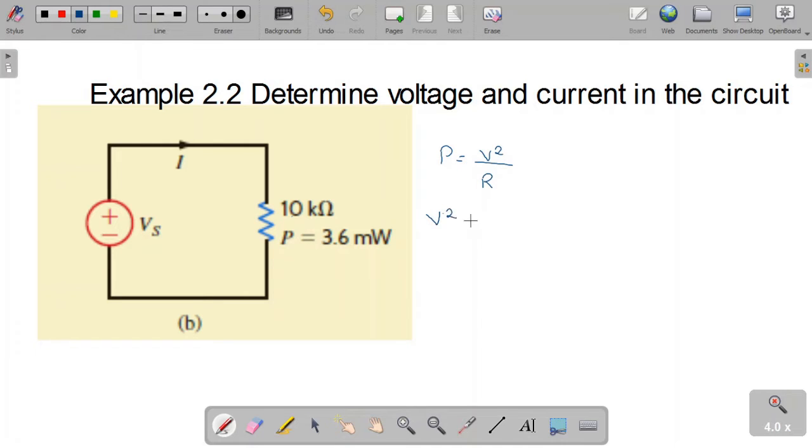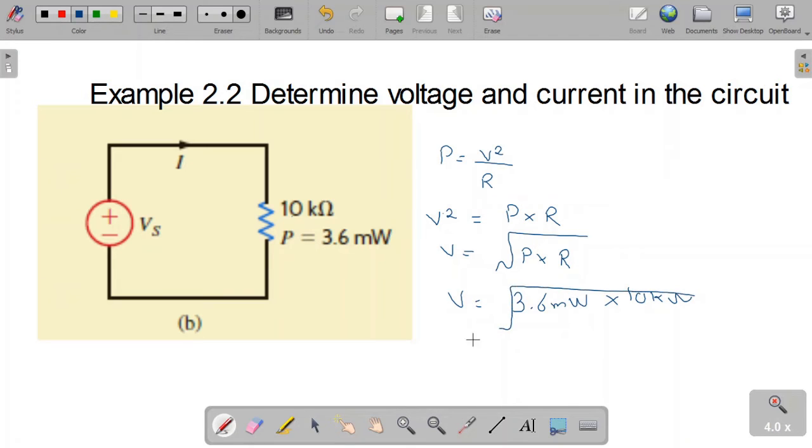which means that V square is equal to P multiplied by R, which means that V is equal to the square root of P multiplied by R. So the P is 3.6 milliwatt. So that will be multiplied by the 10 kilo ohm, and we are going to then take the square root. So this is going to come out to be 6 volt.